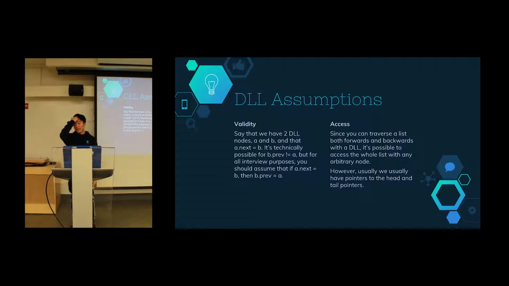The other thing is access, right? Because you can traverse forwards and backwards, you can see the entire list from any node. So it's kind of confusing when you say this is the head. But by convention, we're going to say that the head pointer is a pointer that has a null previous pointer, and the tail pointer is a pointer that has a null next pointer. You'll also see things like circularly linked lists where the head and the tail are connected to each other. But in general, let's just use this convention when we're talking about this class.